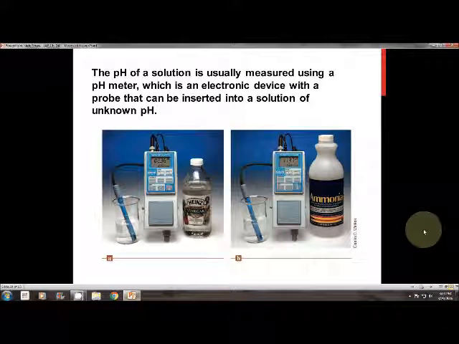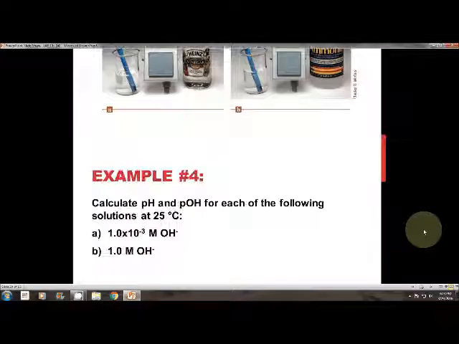If we were in lab, we can measure the pH of a solution, not the pOH, but the pH, by using what's called a pH meter. It's an electronic device with a probe that we can put into a solution. We also have pH paper, which is an estimate of the pH, but a pH probe or pH meter tells us the exact pH. And so that's why sometimes it's better to use.